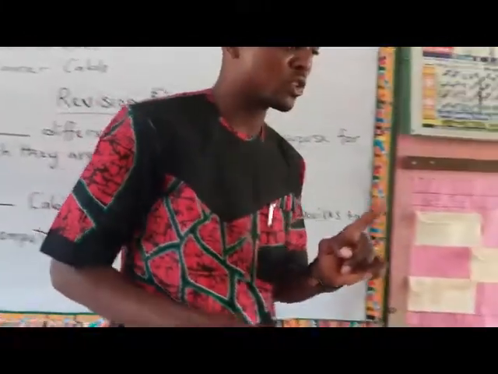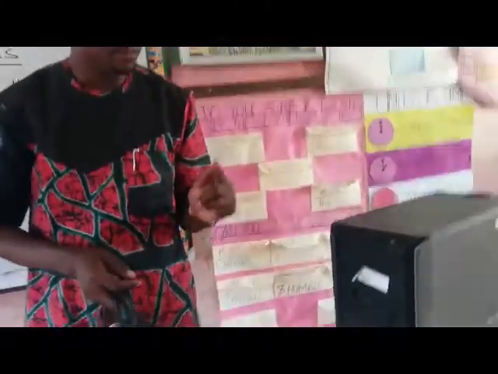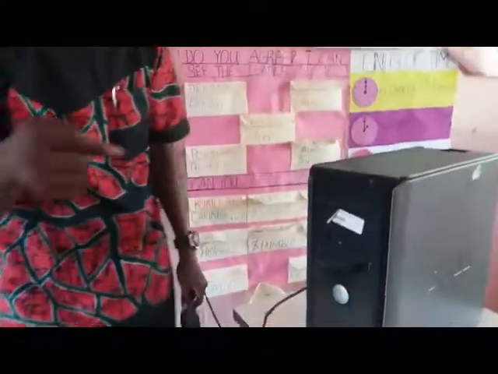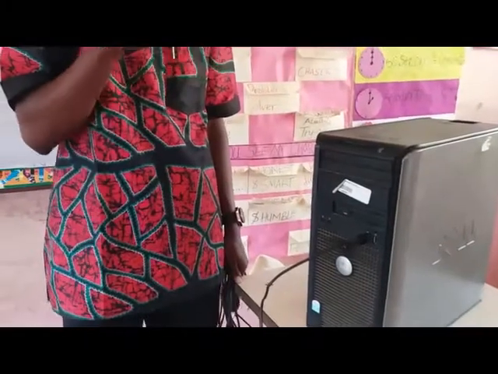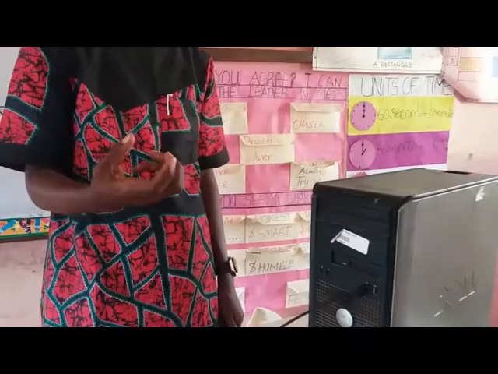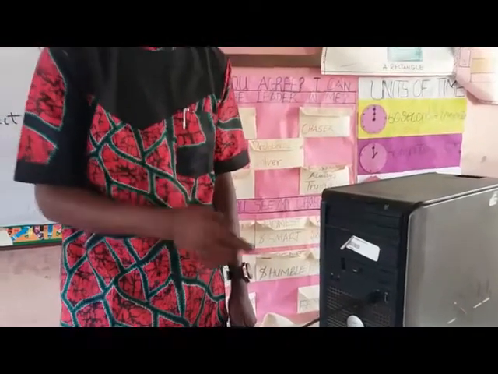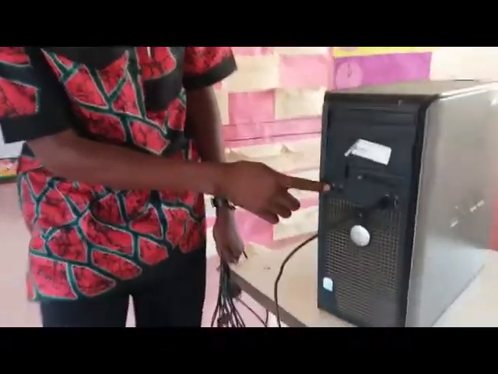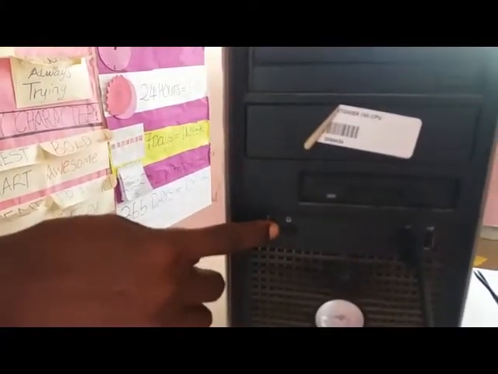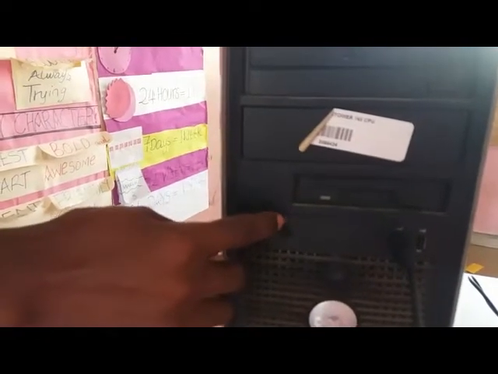Then the audio cable is a connector. The audio cable is a cable with a tiny mouth that is used to connect the audio of any computer device that gives out audio output. The connector for that is here. You can see it is in a circle form, and you can see a sign of a headphone here. This indicates that this is where you connect your audio cable.